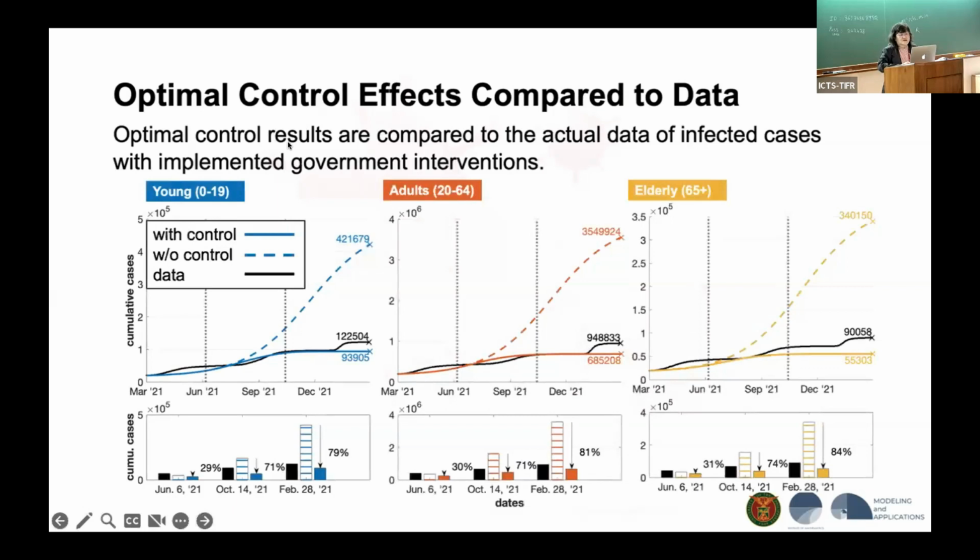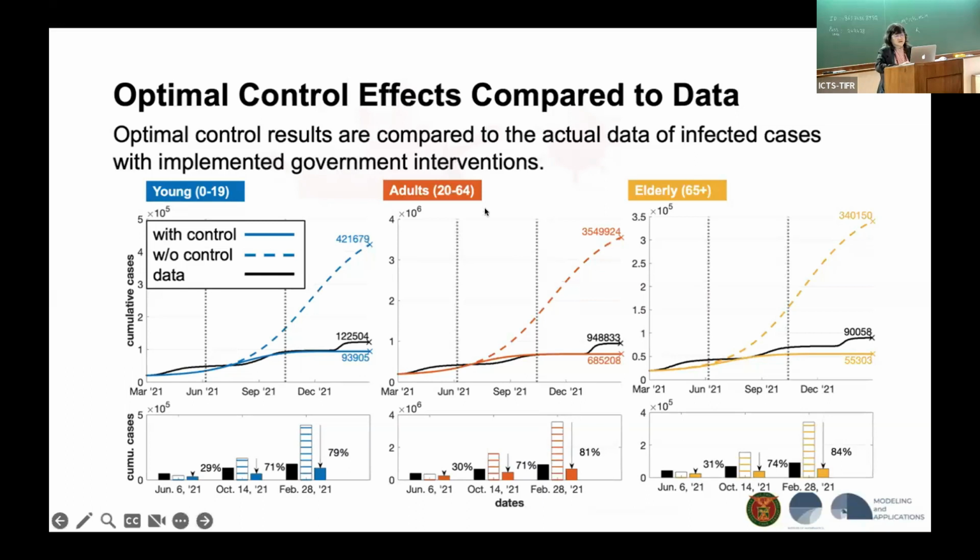Here's another figure to explain the optimal control results. We compare this with the actual data of infected cases with implemented government intervention. If you take a look at the left panel, with control is the blue line, and the data is the black line. The actual data of infected cases is the black line, and the dashed line is the without control. So one can see that the actual infected cases are very close to the optimal control results.